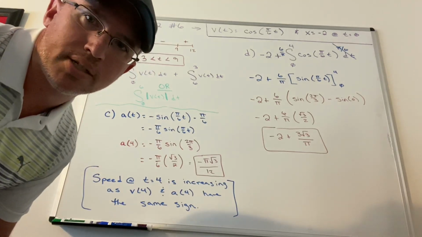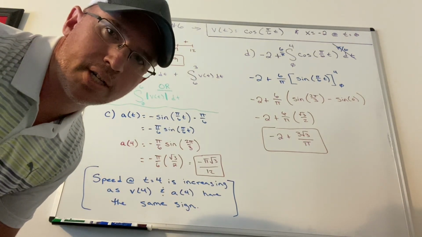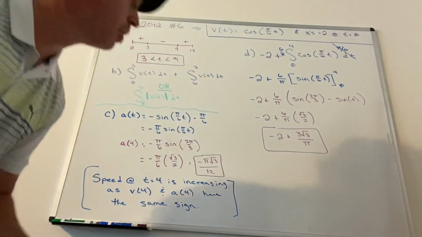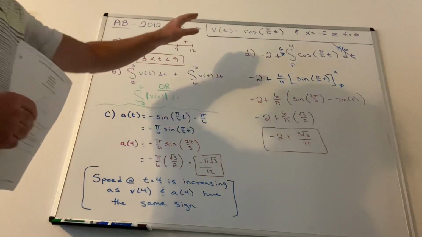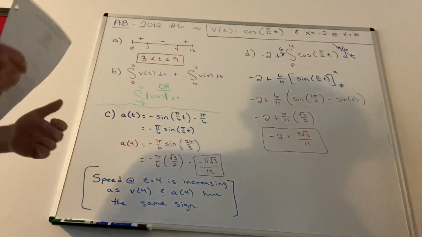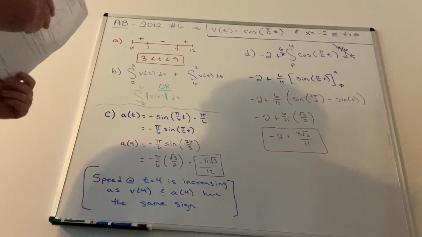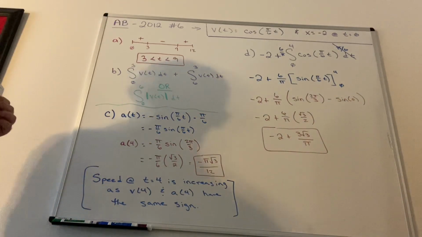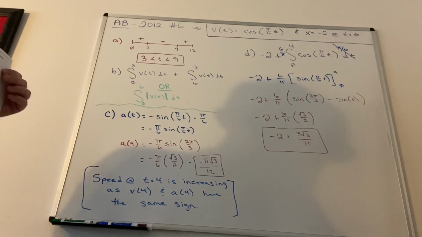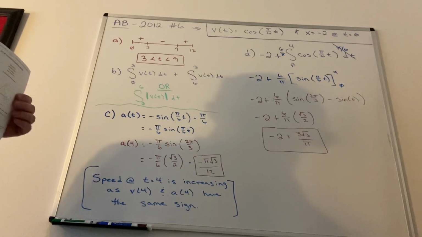All right, guys, this is 2012's AB exam number 6. It's a position, velocity, and acceleration question. You're given the equation for velocity, and you're given the particle's initial position. You're asked to find when the particle's moving left. It's going to be moving left when velocity is negative, so a number line analysis is going to be a good way to do this.